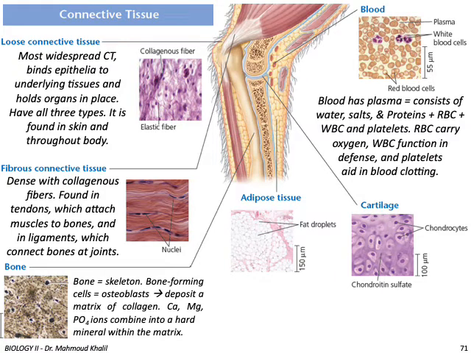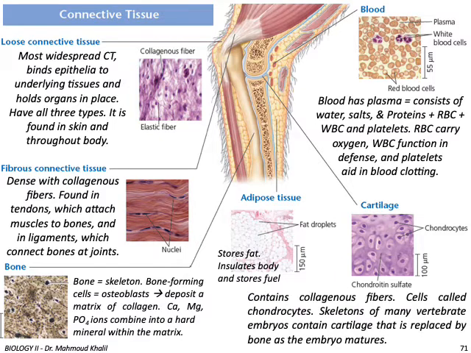Then we have the blood. It's a type of loose connective tissue as well, and of course we all know that blood consists of plasma, red blood cells, white blood cells, platelets, salt and water, and it carries out the function of circulating nutrients and the exchange of gas throughout the body. The next type is the adipose tissue. It's a type of connective tissue that stores fats, insulates the body, and stores fuel as well.